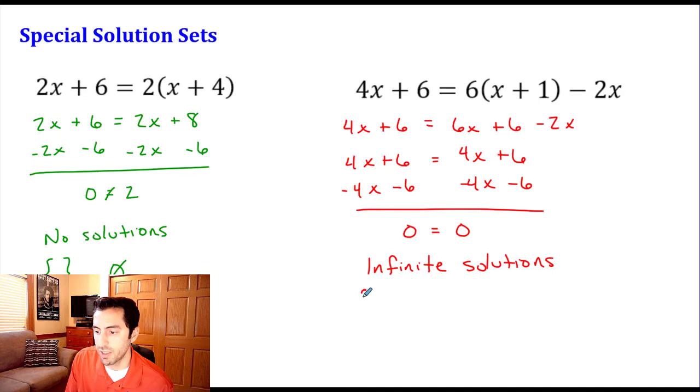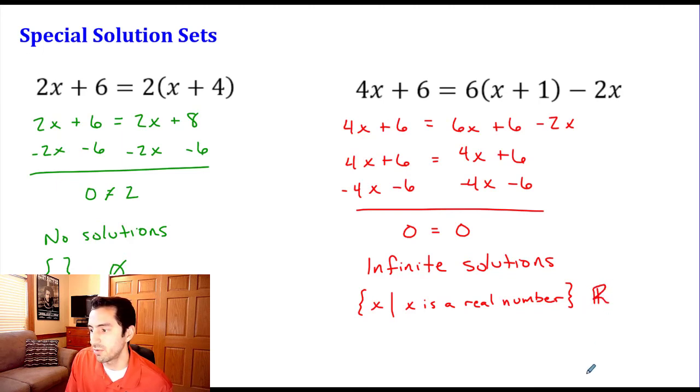So in set notation, I would say x, and then this straight line means such that x is a real number. And the other way that I can represent this, the symbol that we use for real numbers, is this double barred R. So capital R with an extra bar like that. But we have infinitely many solutions.